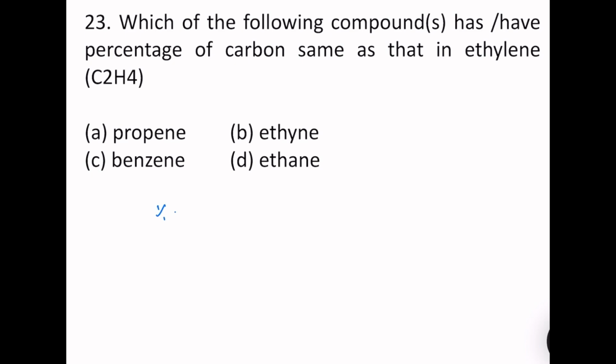Percentage of carbon in a molecule we can find out by this equation: mass of carbon divided by molar mass of that molecule times 100. So, in ethylene, let us first find the percentage.